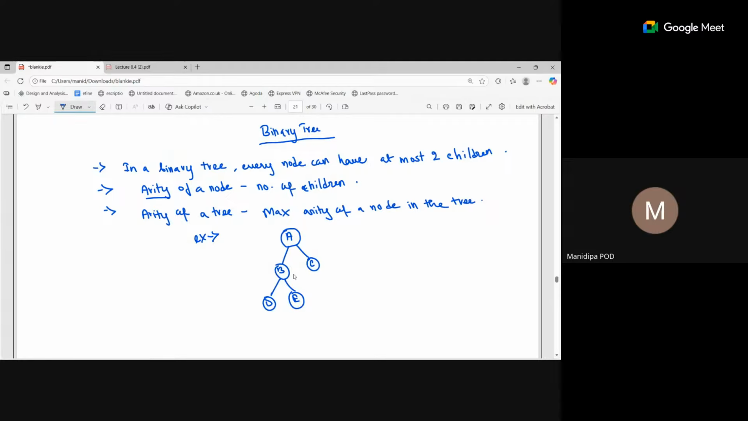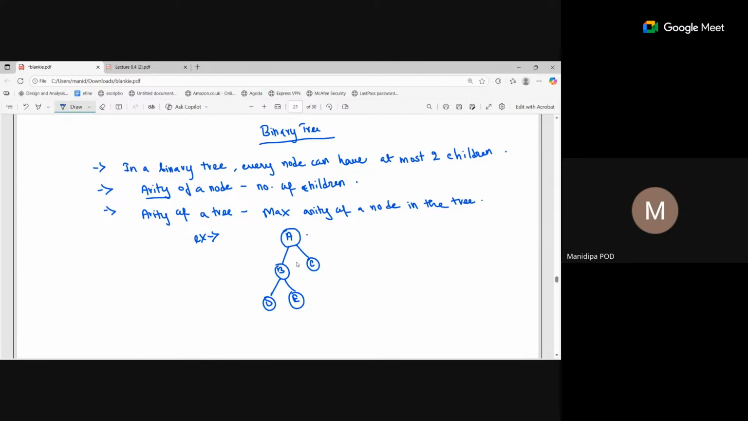But there are other kinds of trees that can have more than 2 children. Each node can have maybe n number of children. So in that case, whichever node has the highest number of children in the tree, that is the arity of the tree. Okay, so now we are just doing an example of a binary tree.